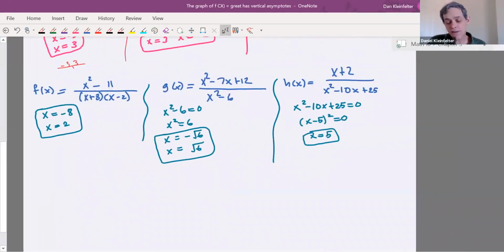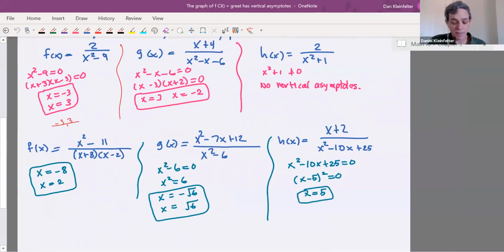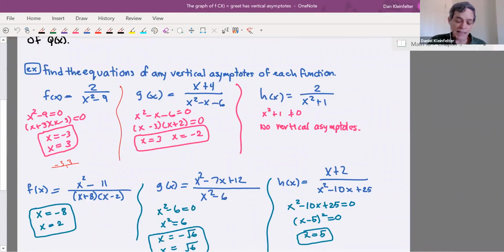Not every rational function, as we saw, has a vertical asymptote, partly because the denominator maybe is just never equal to 0, or potentially because there's a 0 of the denominator that is also the 0 of the numerator. Our next example will show that.